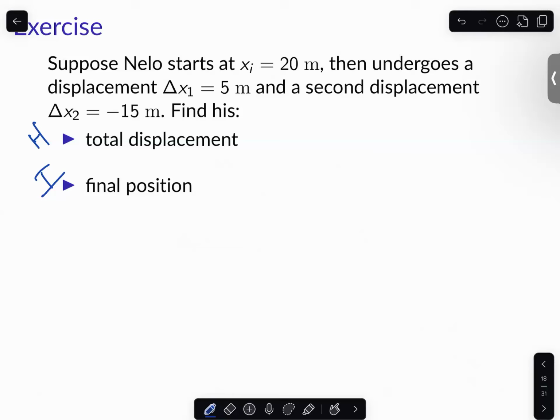One minute. Let me remind you, you got to put something. If you have no clue, tell me where you're stuck.